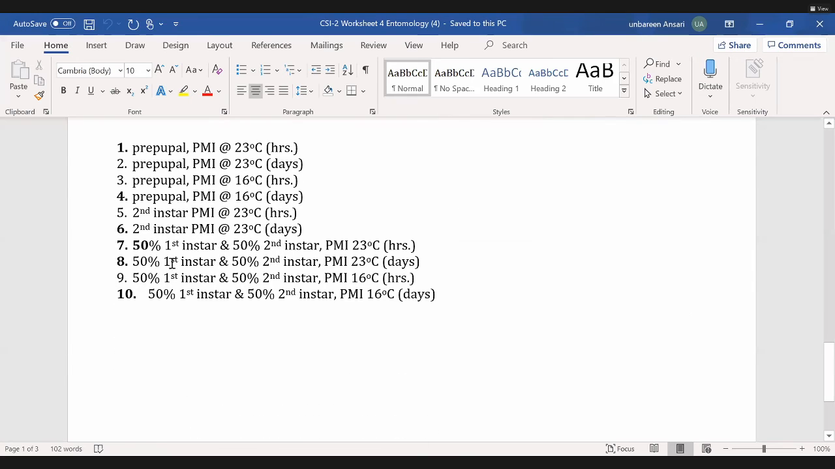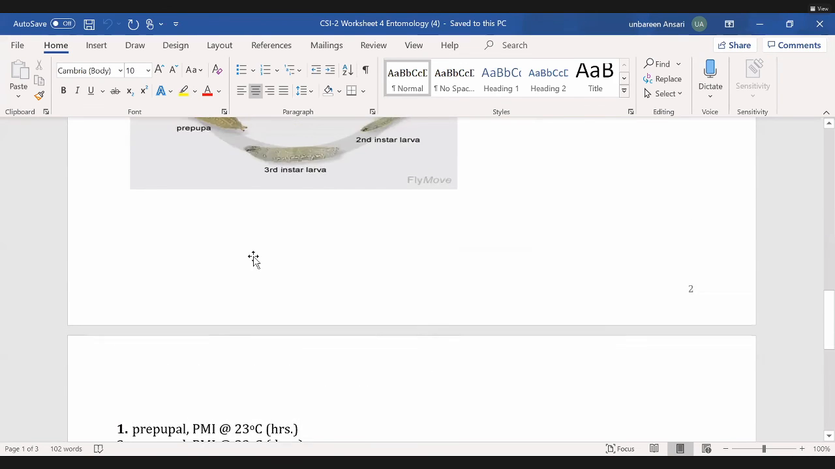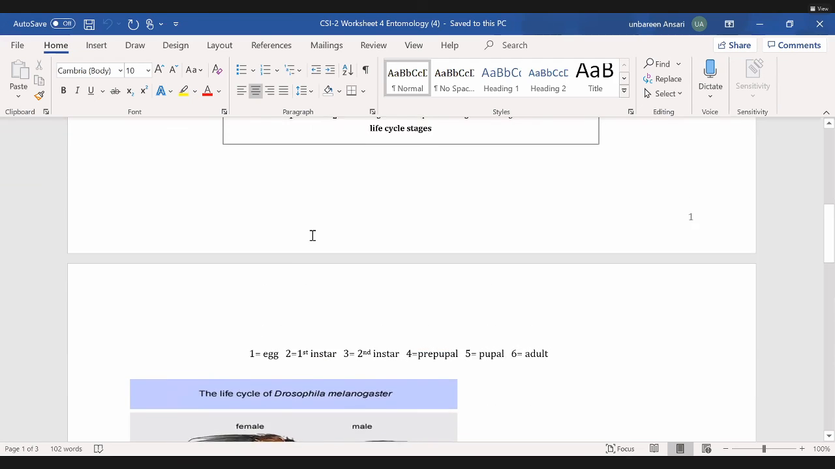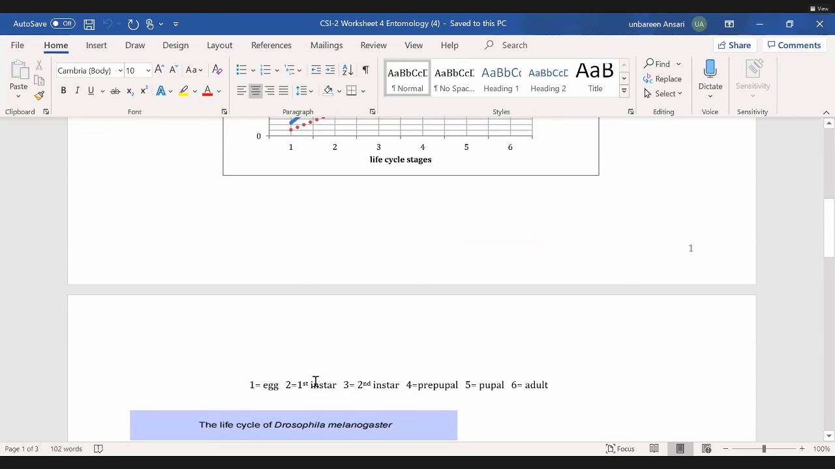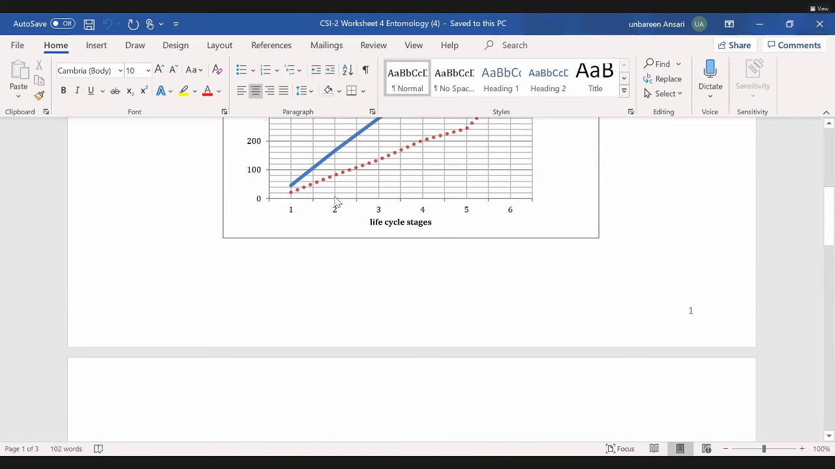Now, this one is a little tricky. Let's do number 7. Number 7 is tricky. It's percent. What is the postmortem interval when you have 50% in the first instar stage and 50% in the second instar stage at 23 degrees centigrade? So first instar stage is number 2, right? First instar stage, yes, at 23 degrees.